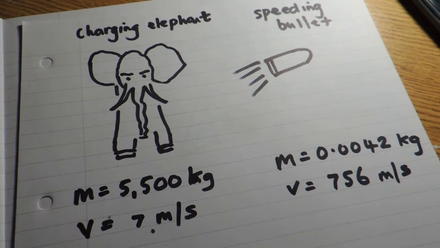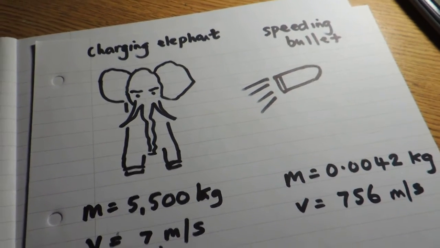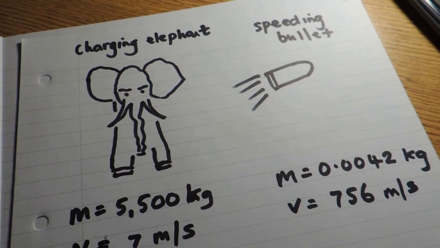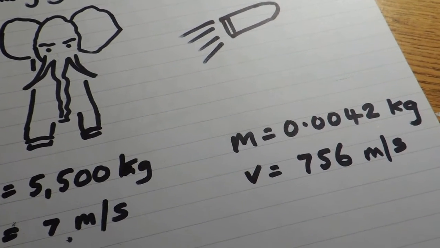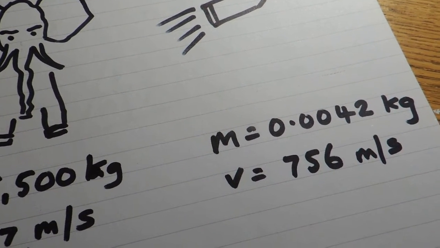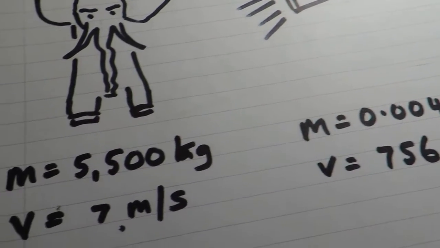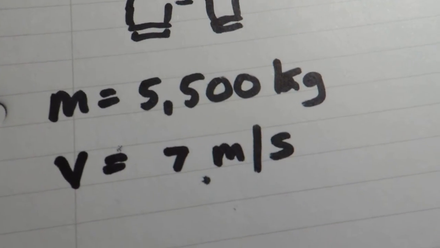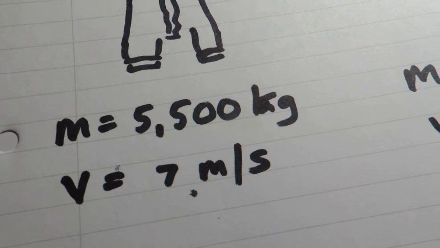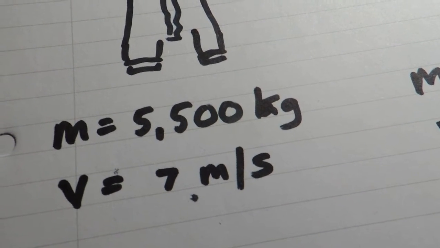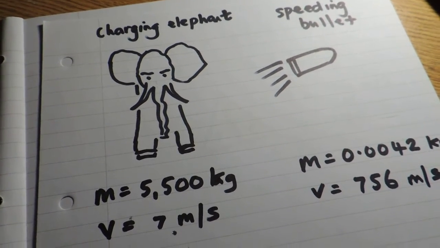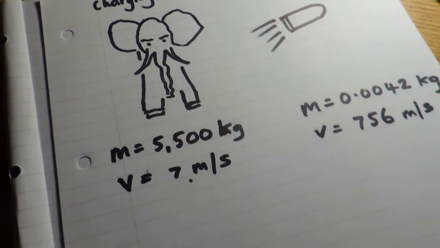Okay, so looking at these two, I would probably, maybe, don't know what you think, but I would think, well, the bullet looks more dangerous. I mean, look how fast it's going. 756 meters per second. That's more than twice the speed of sound. Whereas the old elephant trundles along at 7 meters a second. Well, I mean, I suppose it is quite fast. The fastest sprinter in the world would be about 10 meters per second. Okay, so which of these two things, a charging elephant or a speeding bullet, is the most dangerous? We're going to use momentum to tackle that question.